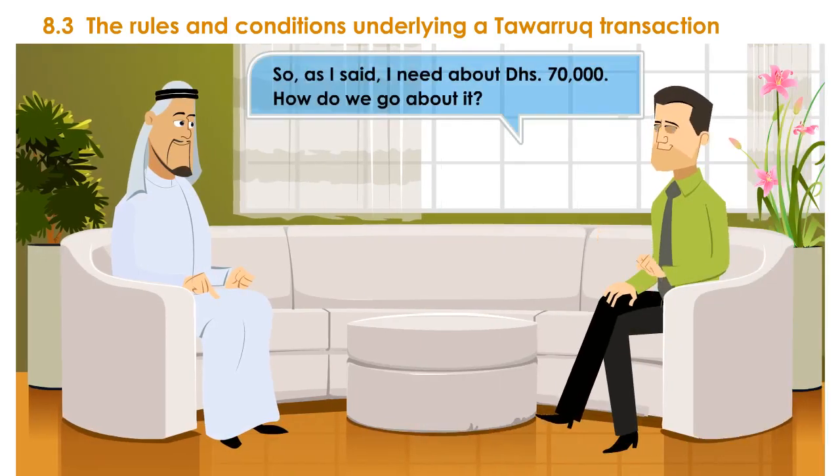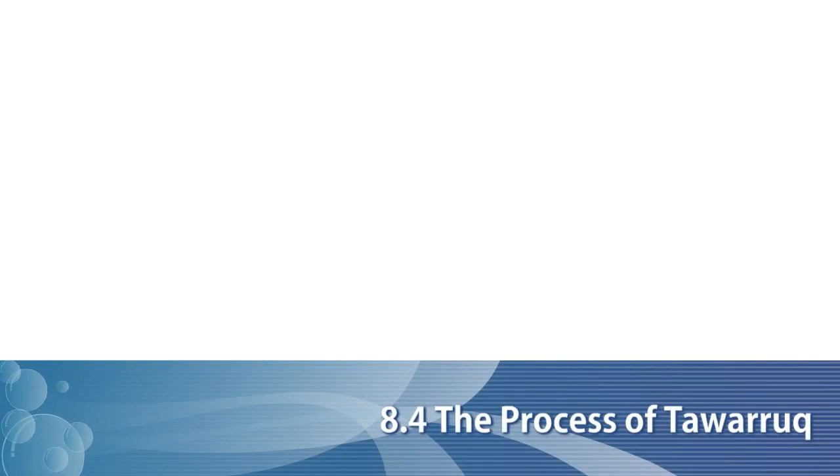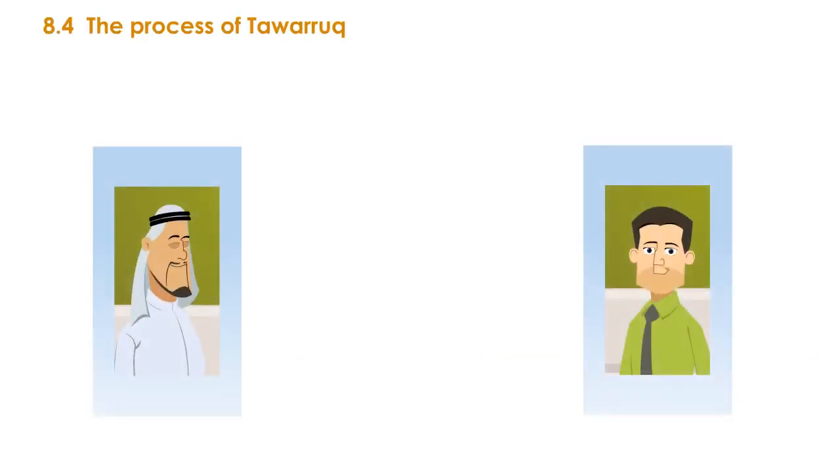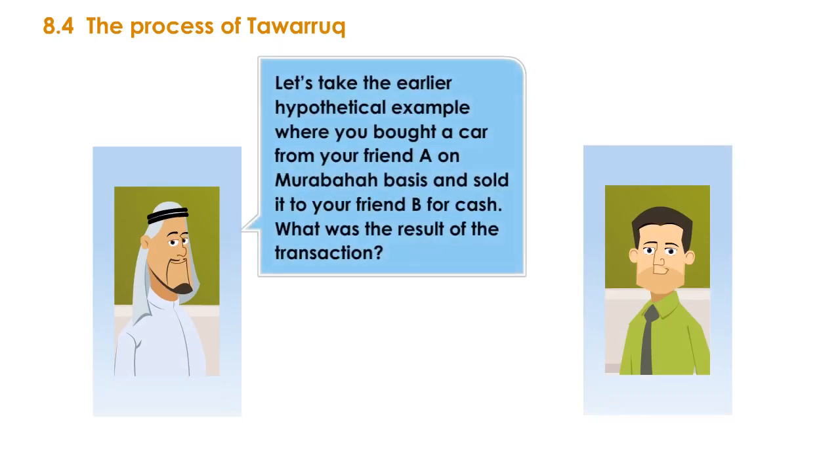So as I said, I need about 70,000 dirhams. How do we go about it? The process of Tawarruk. Let's take the earlier hypothetical example where you bought a car from your friend A on murabaha basis and sold it to your friend B for cash. What was the result of the transaction?